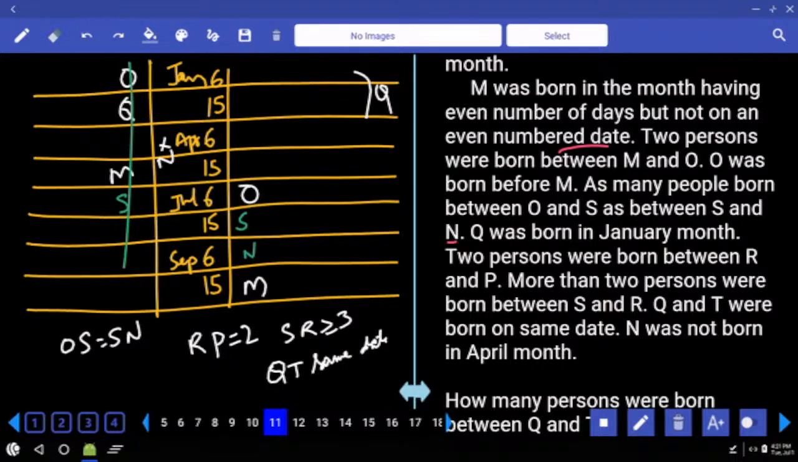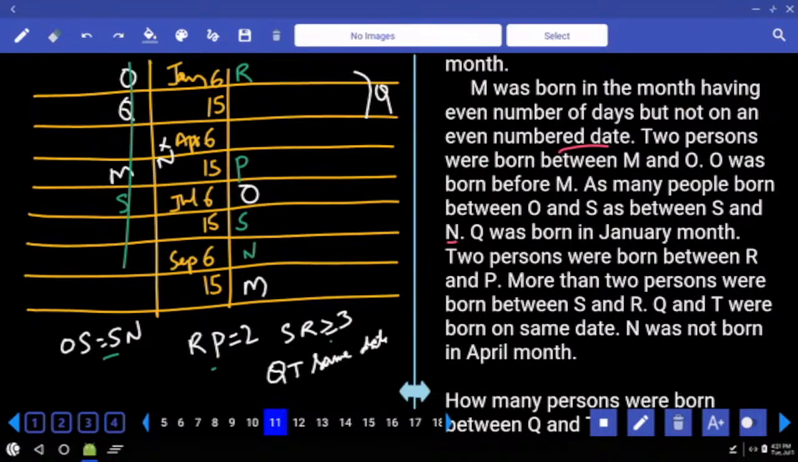S and N, if you have like this, then O and S, S is exactly between. And between R and P, we need to have 2 people. R and P, there must be exactly 2. Isn't it? S and R, greater than or equal to 3. 1, 2, 3. Now we can have R at this place. R and P, there are exactly 2 people.